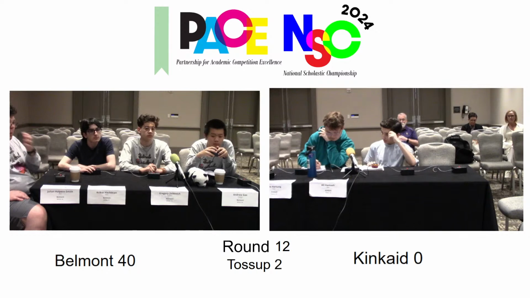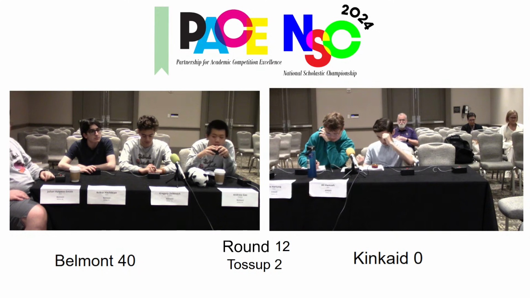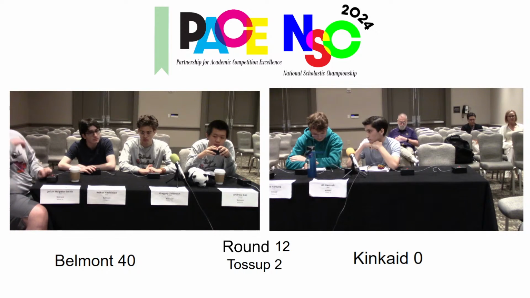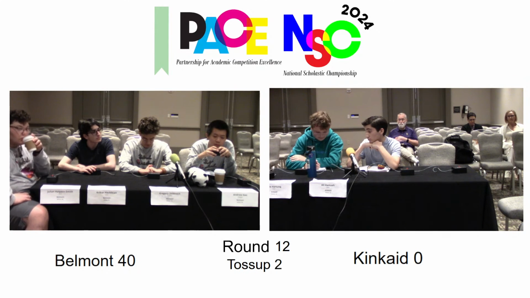Long-term potentiation was discovered in this region of a rabbit's brain. This region has been described as a cognitive map because spatial memory is encoded by its place cells. This component of the limbic system plays a key role in consolidating new memories. For 10 points, name this brain region, named for its resemblance to a seahorse. Yes.